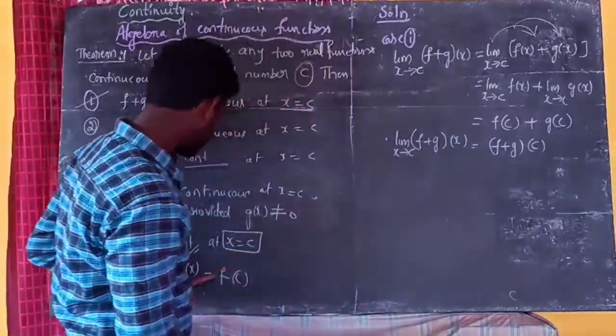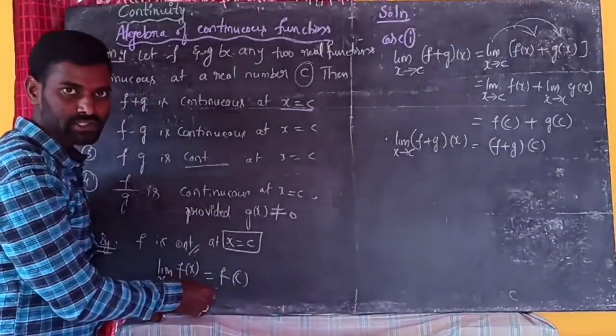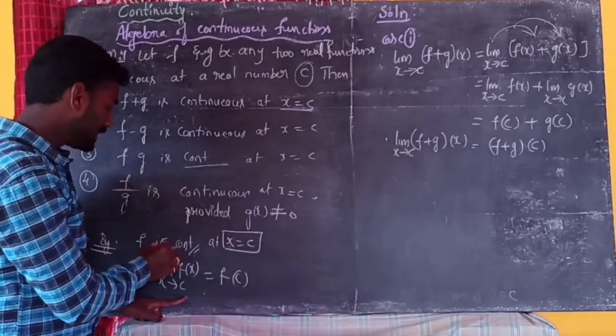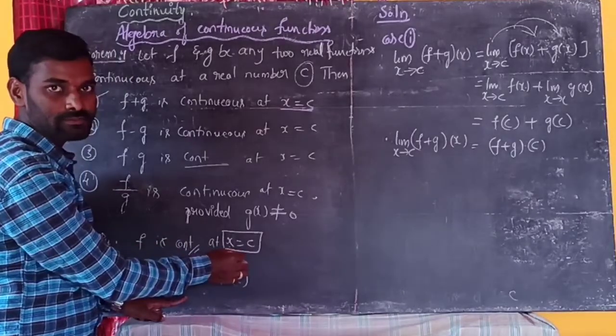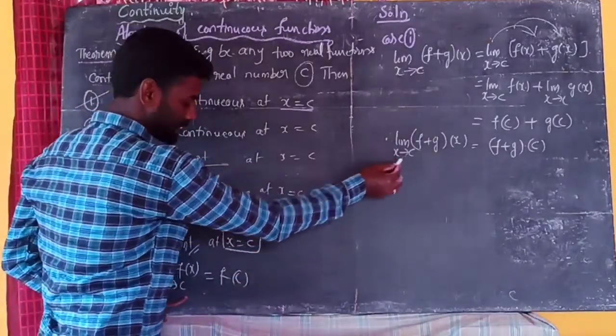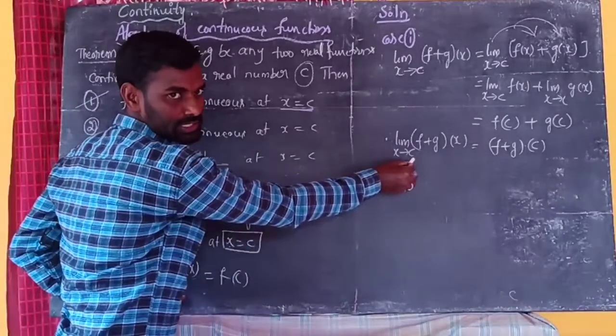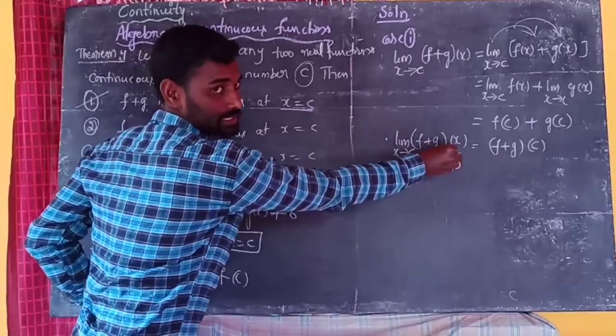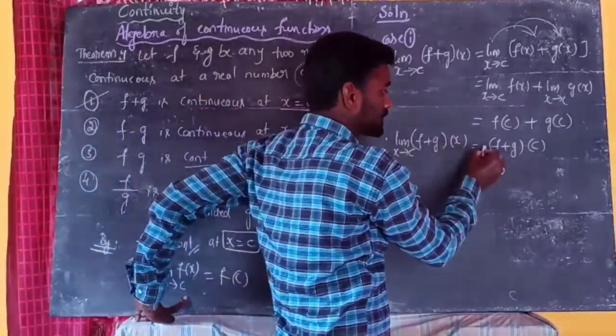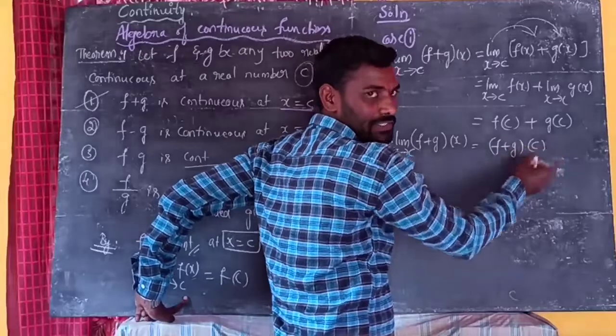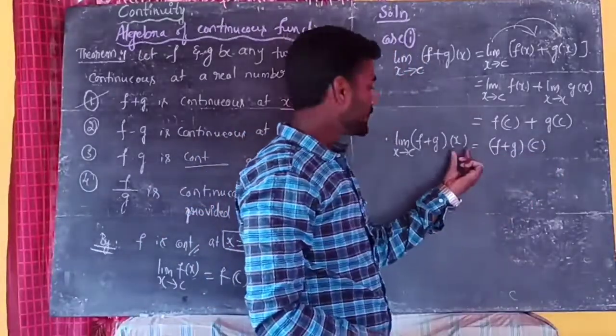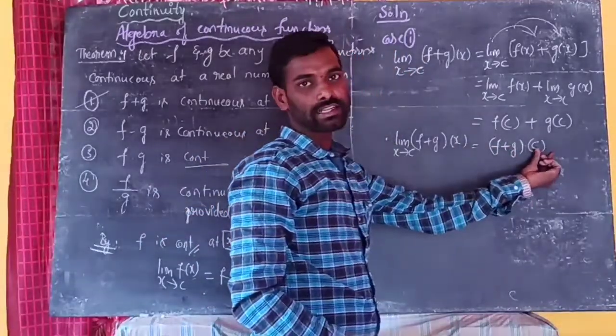Observe, guys: limit of f of x as x tends to c is equal to f of c means f is continuous at x equal to c. Similarly, limit as x tends to c of (f plus g)(x) is equal to (f plus g)(c). That means what? f plus g is continuous at x equal to c.